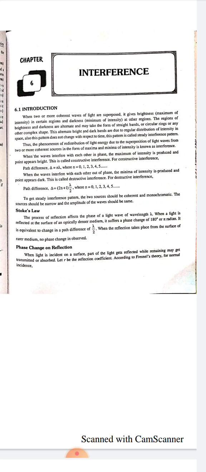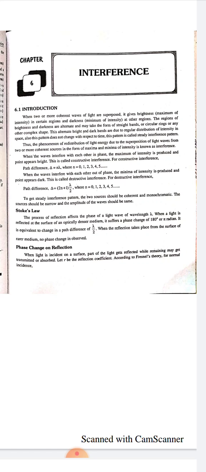The path difference for constructive interference is delta equal to n lambda, where n is equal to 0, 1, 2, 3, 4, 5, and the path difference for destructive interference is delta equal to (2n plus 1) lambda by 2, that you have to remember. It may come for the MCQ. To get a steady interference pattern, the two sources should be coherent and monochromatic. The sources should be narrow and the amplitude of the waves should be the same.